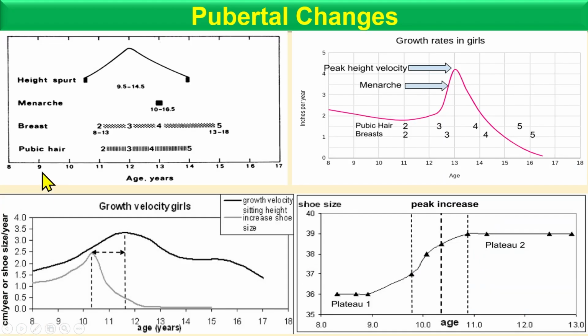Okay, so here you can see the height. If you look here, at 11 to 13 they have a maximum height growth, but after 14 almost, when menstruation starts, there is no further height growth. Okay, after the menarche, females usually have no height growth.